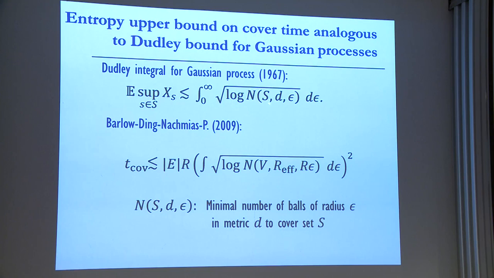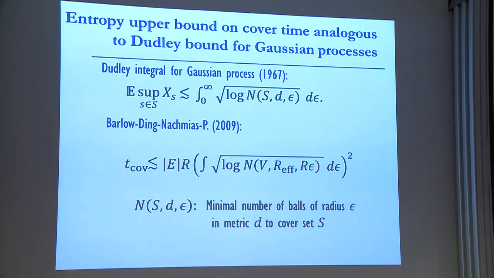Many of you know Gaussian processes. So X_s is a Gaussian process. The metric we use on the Gaussian process is just the metric given by the standard deviation. So the distance between two points is just the L2 distance between the corresponding Gaussian variables.